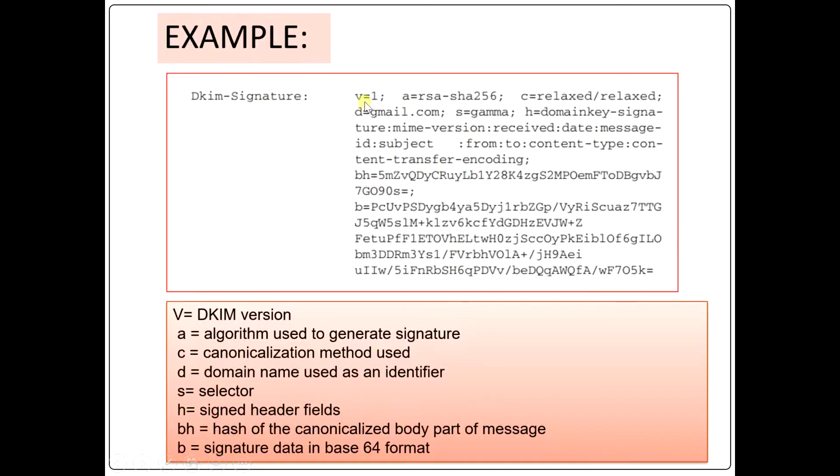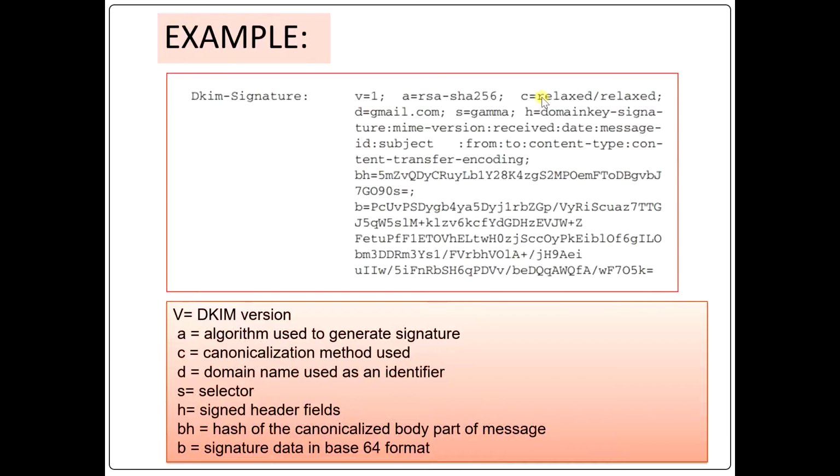Let me briefly tell you what is present in the DKIM signature message. We have v, which corresponds to the DKIM version, a, which corresponds to the algorithm used to generate the signature. It must be either RSA combined with SHA-1 or RSA combined with SHA-256. c basically corresponds to the canonicalization method used on the header and the body.